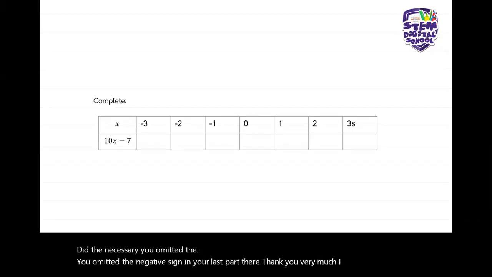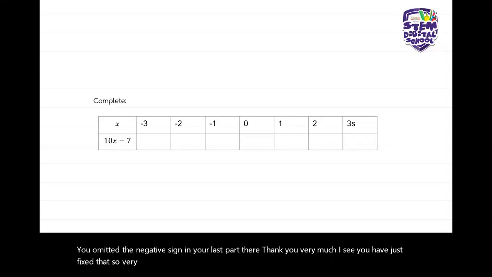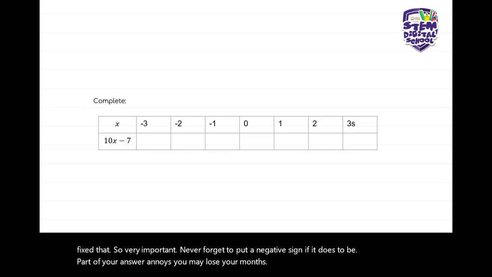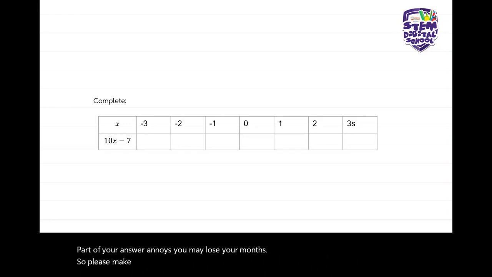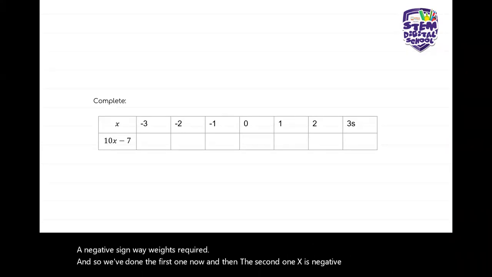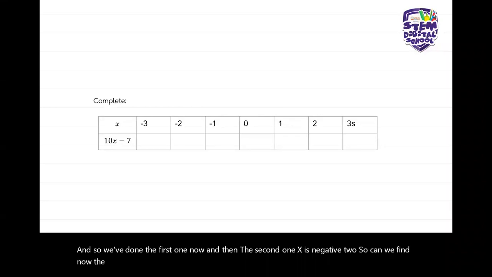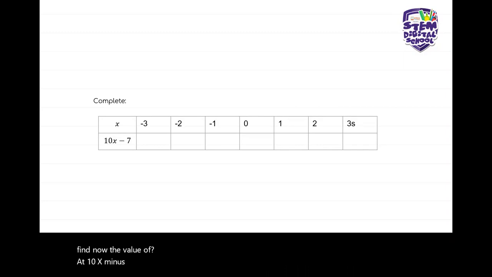So very important. Never forget to put a negative sign if it has to be part of your answer. Otherwise, you may lose your marks. So please make sure that you correctly put a negative sign where it's required. And so we've done the first one now, and then the second one, x is -2. So can we find now the value of 10x minus 7 when x is -2?